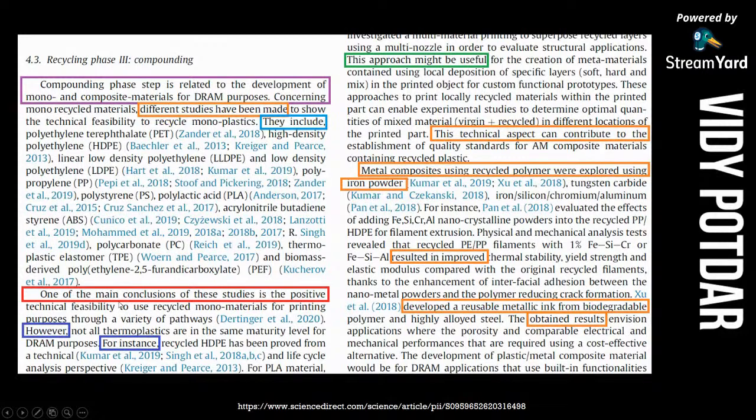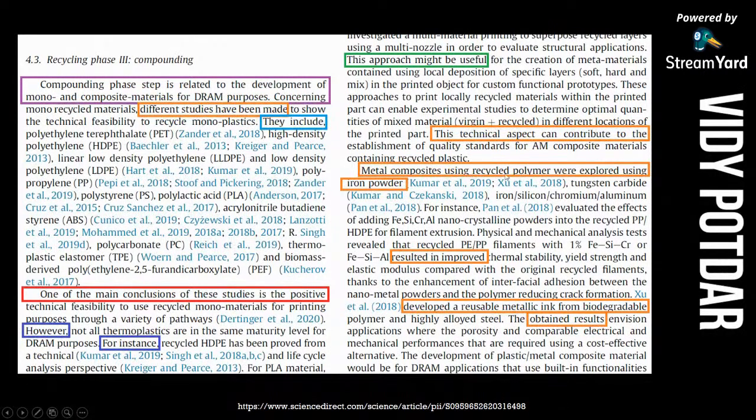Okay, I think this one I already discussed. Some other things that came up which picked up quite nicely here is, we can pick up from this here is, this approach might be useful for, and then apply it in your writing. That this technical aspect can contribute to something.